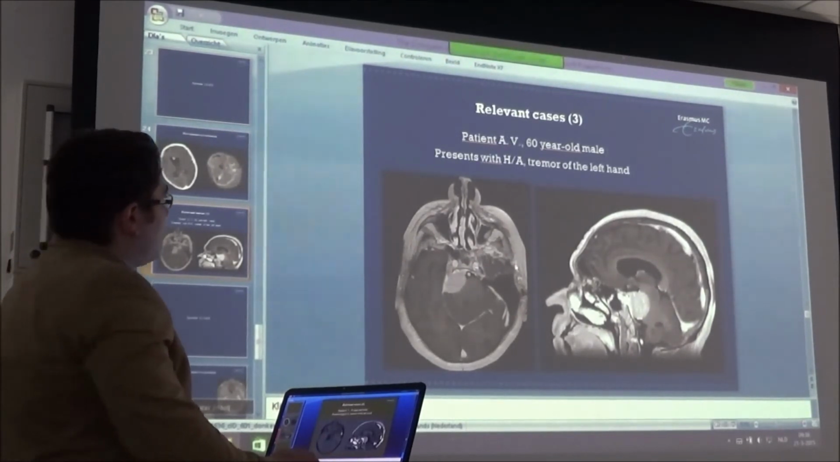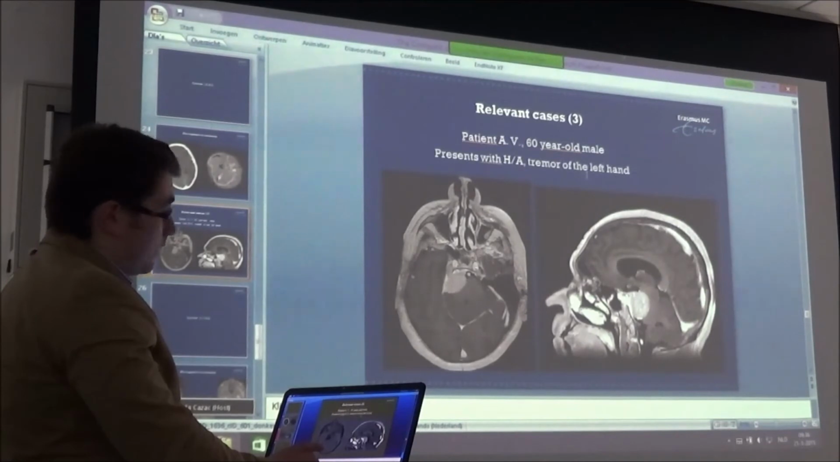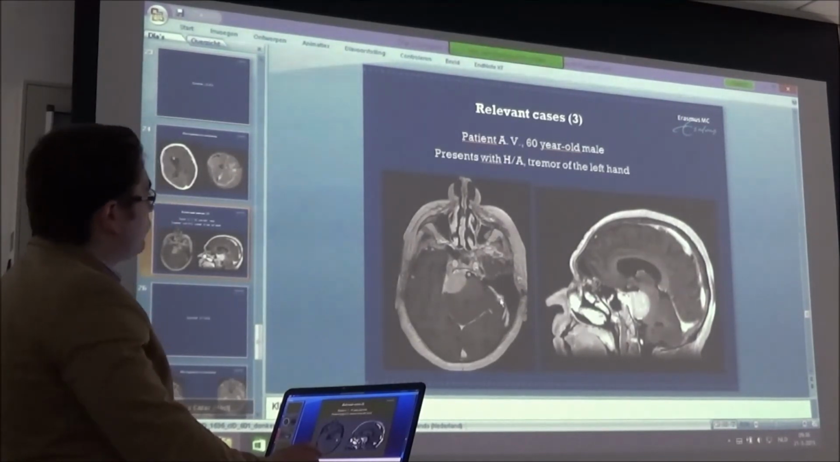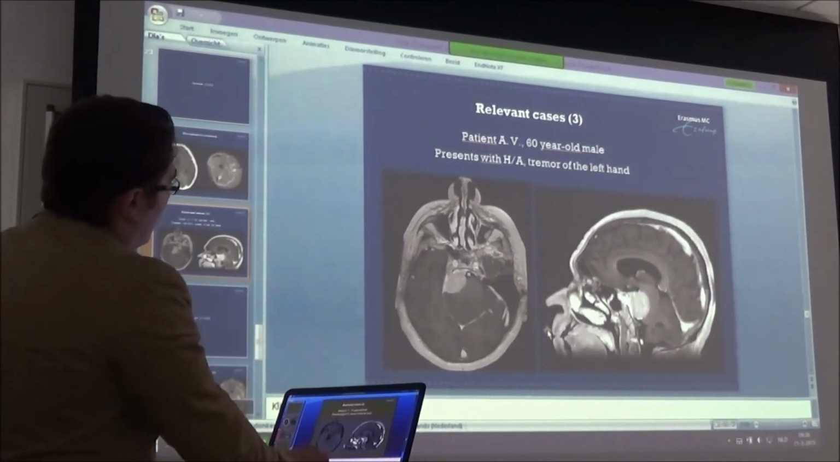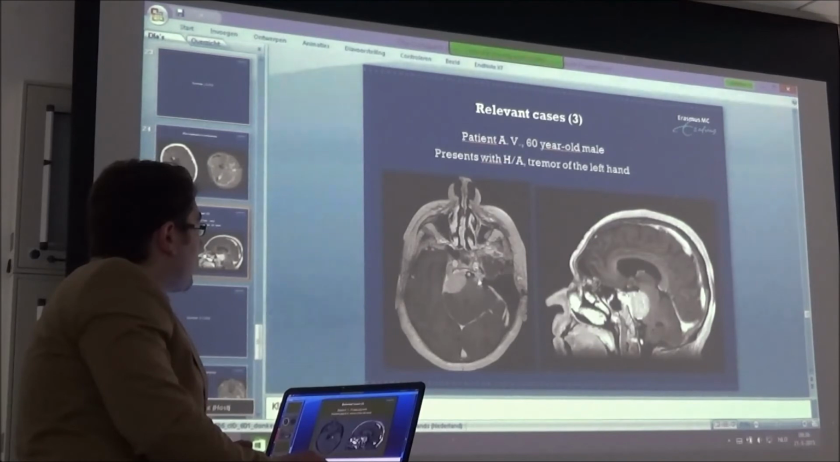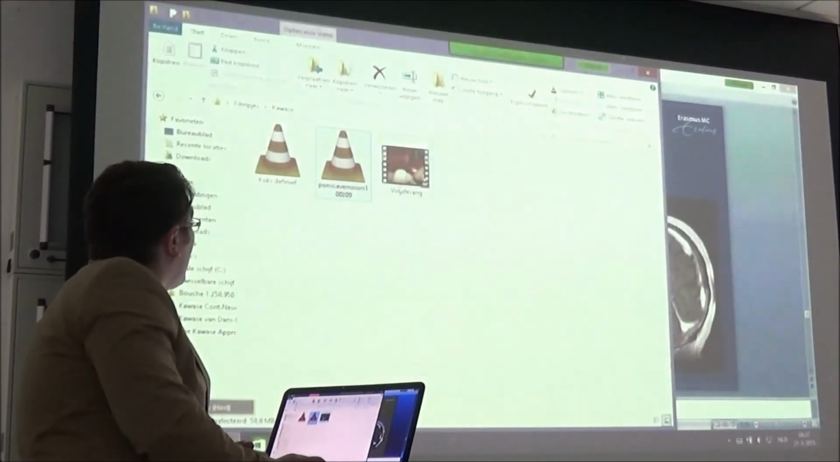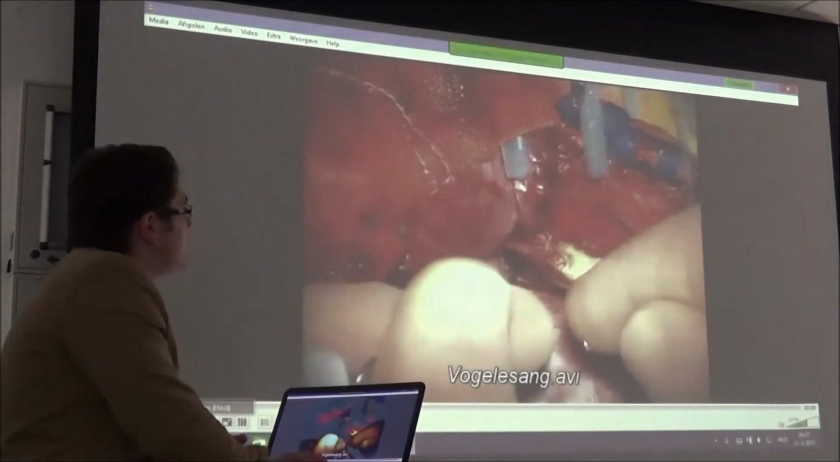A 60-year-old male with headache and tremor of the left hand, and a beginning Parkinson's disease, and that was actually its tremor. So it's an incidentally found tumor, and then it progressed on a follow-up scan, so we decided, okay, it's a meningioma with brainstem compression, we're going to operate. And this is the operation.